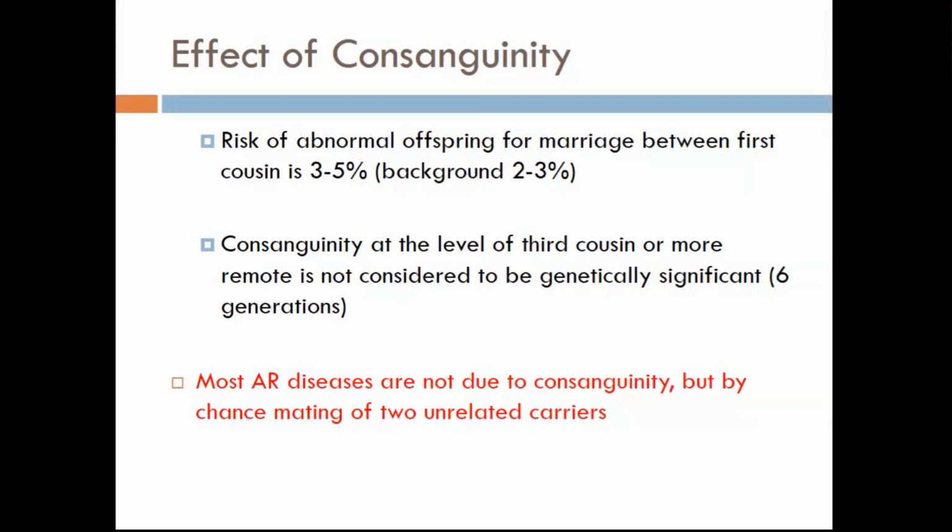Even when relatives marry, the risk increases only 1.5% over the background risk, right? So you have to remember that a level of third cousin or more distant is remote and not considered genetically significant. Most autosomal recessive diseases are not due to consanguinity, but due to chance mating of two unrelated carriers.